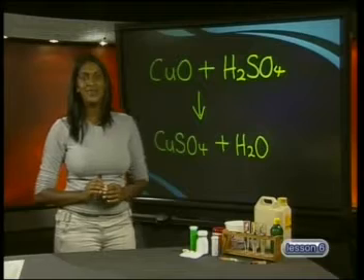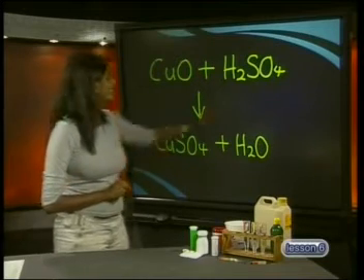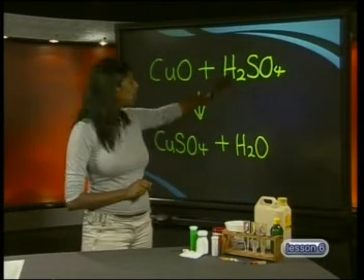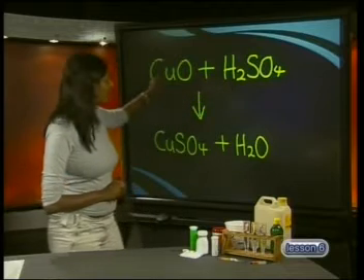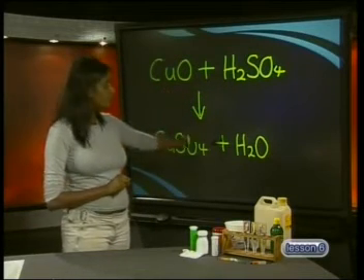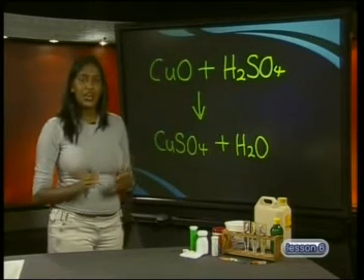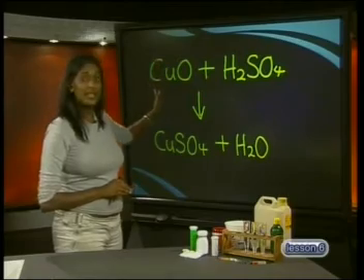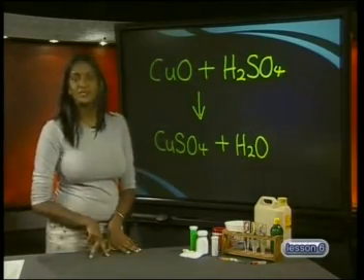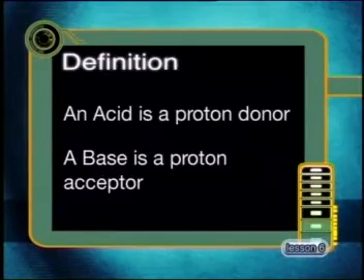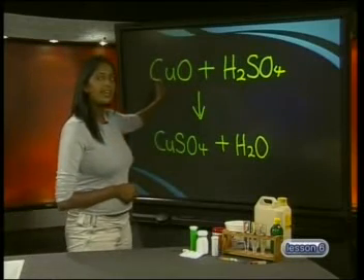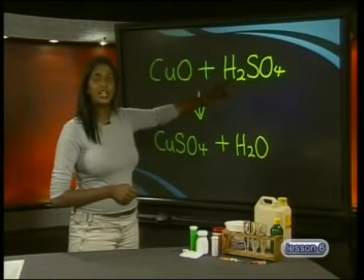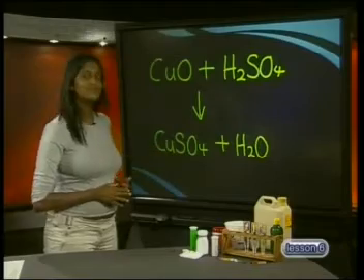H2O. Notice in this reaction, the acid donates 2 hydrogen ions, and the metal oxide accepts these to form water. So the metal oxide is acting as a base, according to the definition. An acid is a proton donor. A base is a proton acceptor. Notice that the copper ion replaces the hydrogen ions to form the salt.